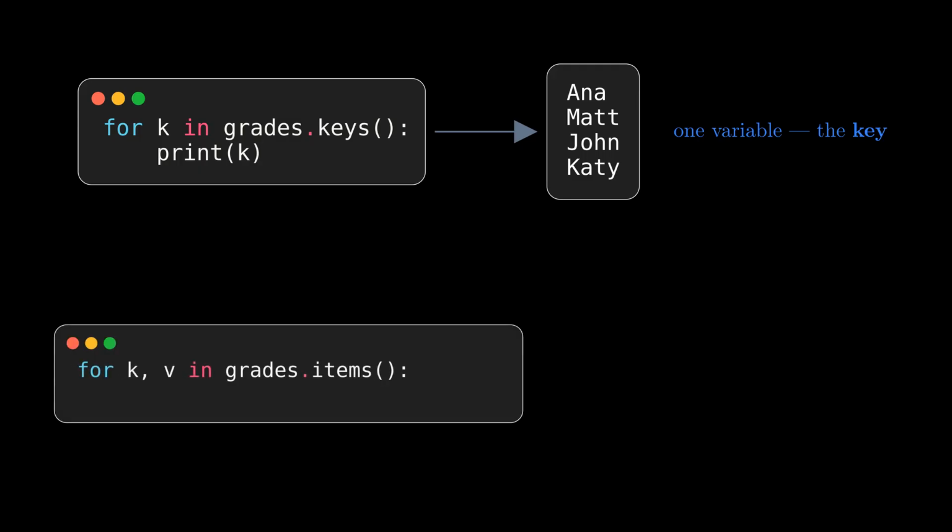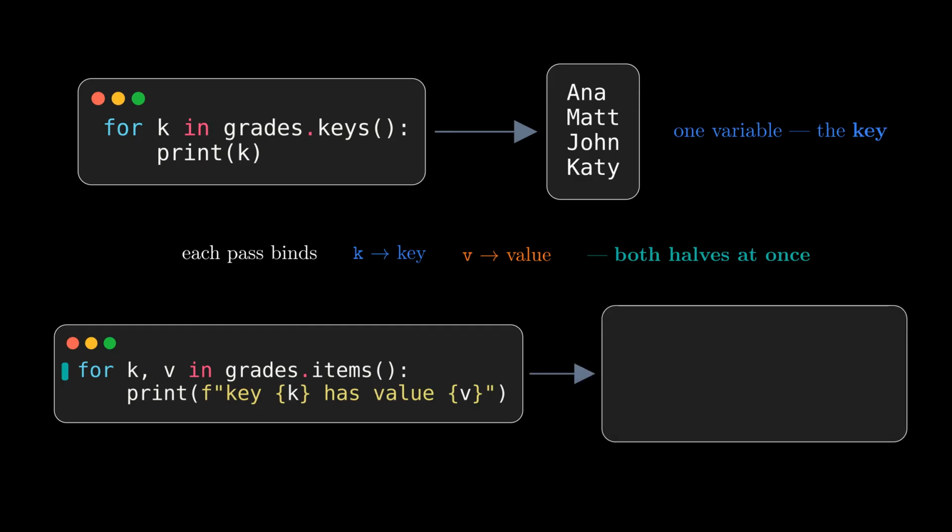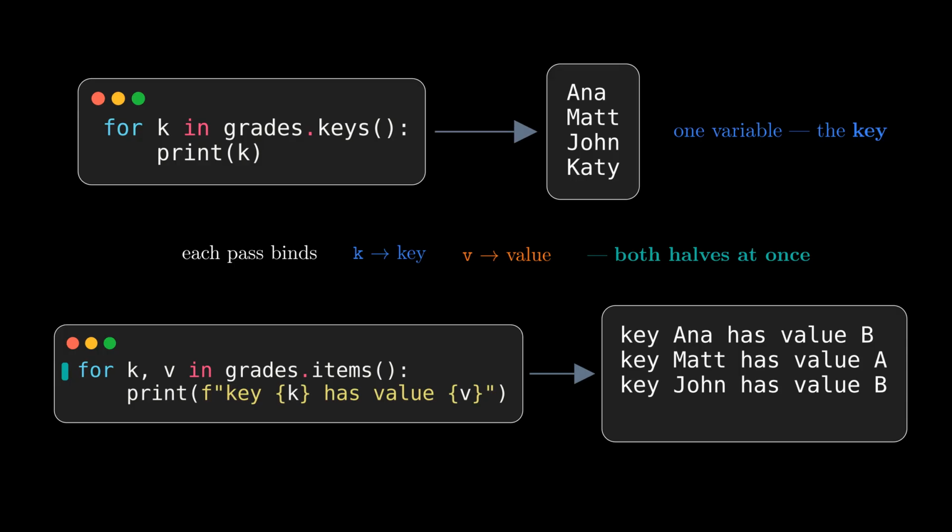The real payoff is items because you can unpack right in the loop header. Write for k, v in grades.items(). On each pass, Python binds k to the current key and v to its value. So a single line, print the word key, then k, then has value, then v, walks the whole dictionary and prints key Anna has value B, key Matt has value A, and so on. Every iteration hands you both halves of the entry at once, which is exactly what you usually need.